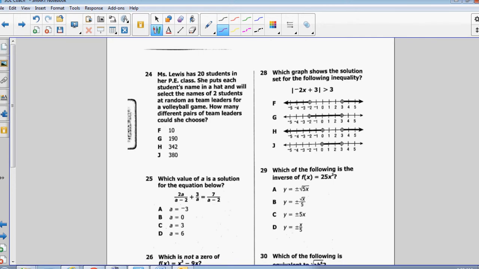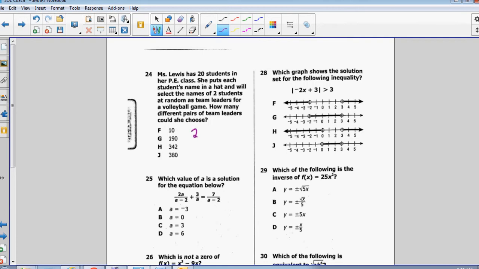Okay, Algebra 2, we're on page 6 of your homework packet, and we're on problem 24. Miss Lewis has 20 students, and she's going to put the students' names in a hat to select 2 students at random to be team leaders. So it doesn't matter which order she chooses those 2 students. They don't have special jobs. They're both going to be a team leader. So that would be a combination.